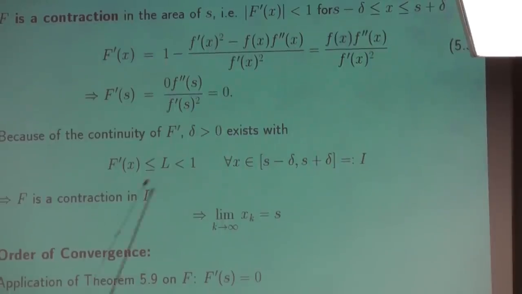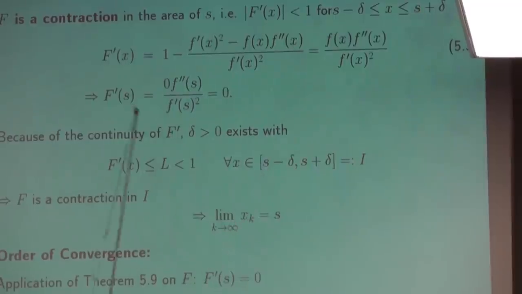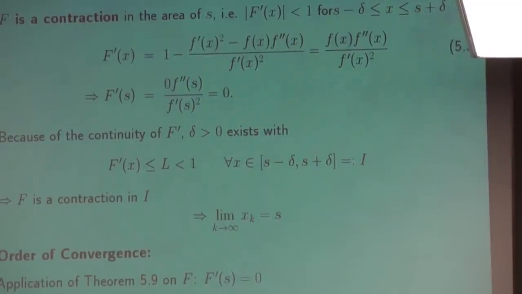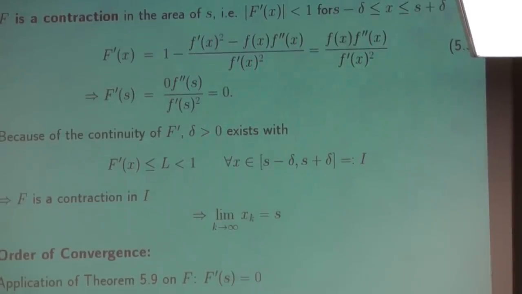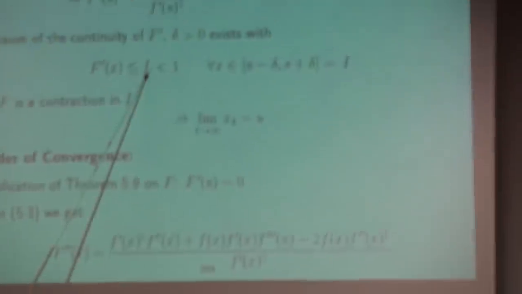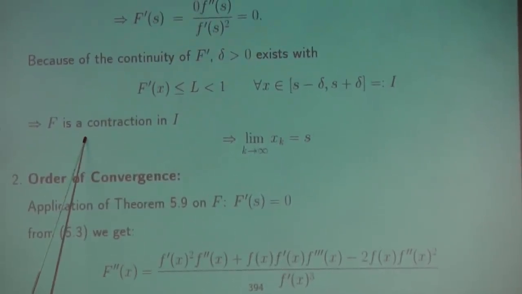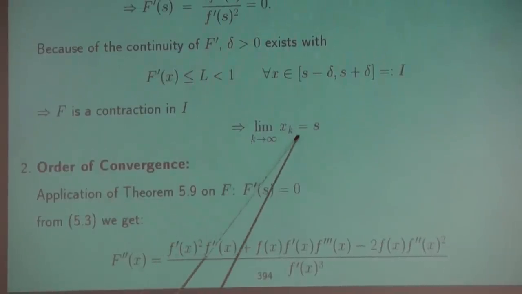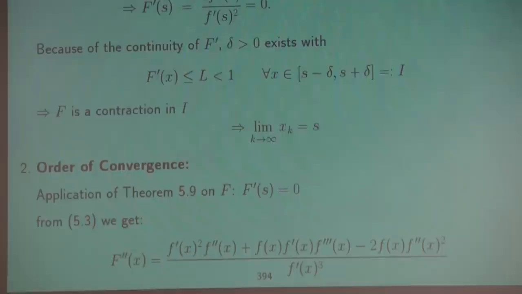Okay, and because of the continuity of F prime, there exists such a delta such that the first derivative of F of x is smaller than some constant smaller than 1 around the fixed point. Look, at the fixed point, F prime is 0. And because F prime is continuous, there must be an interval where it's all smaller than 1. This is trivial. Okay. So this is easy. And because it is smaller than such a constant L, it is a contraction. And because it is a contraction, our fixed point iteration converges to the fixed point.